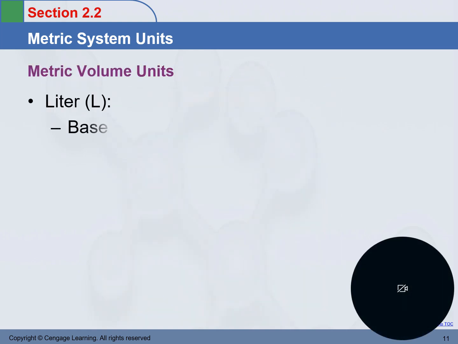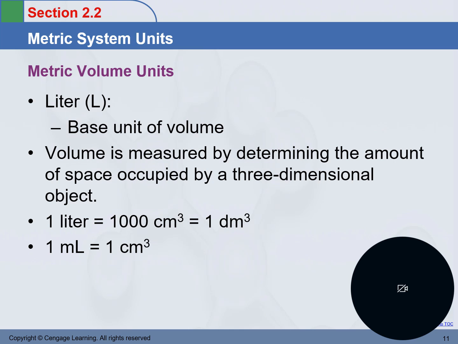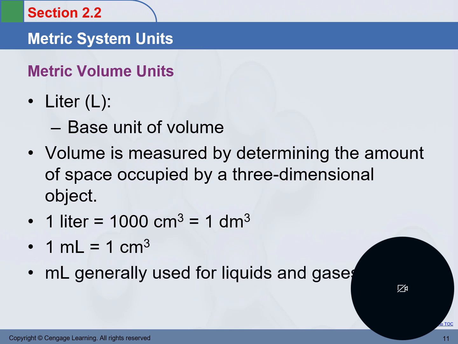The base unit for volume happens to be the liter. Volume is measured by determining the amount of space occupied by a three-dimensional object. And a conversion here, 1 liter is equal to 1,000 centimeters cubed, or 1 deciliter. 1 milliliter is equal to 1 centimeter cubed. Milliliters are usually used for gases and liquids, while 1 centimeter cubed is generally used for solids.